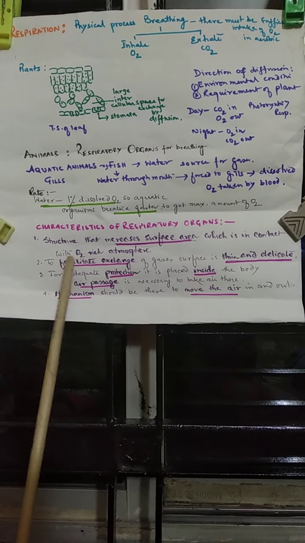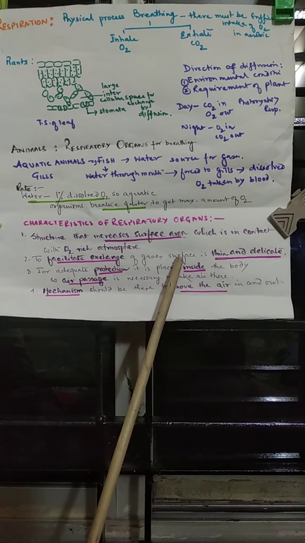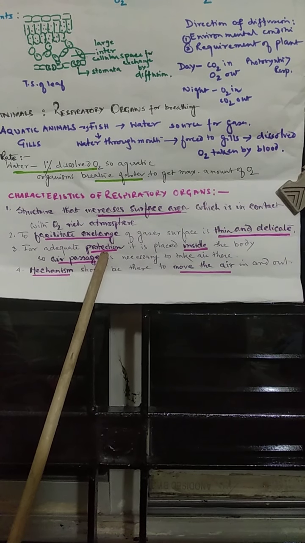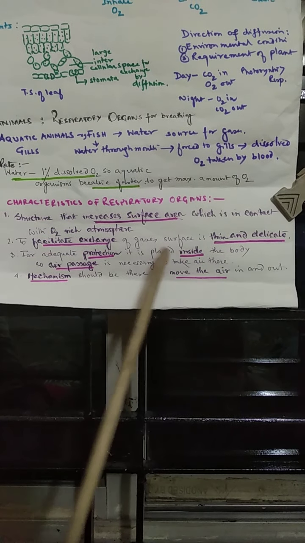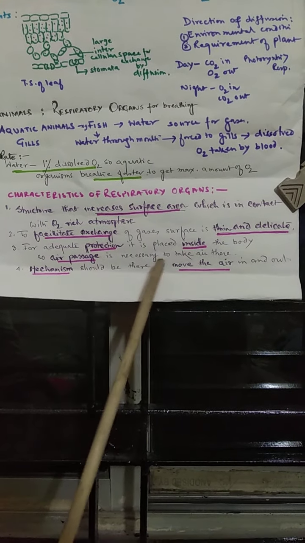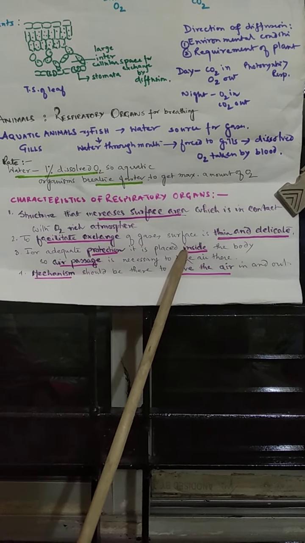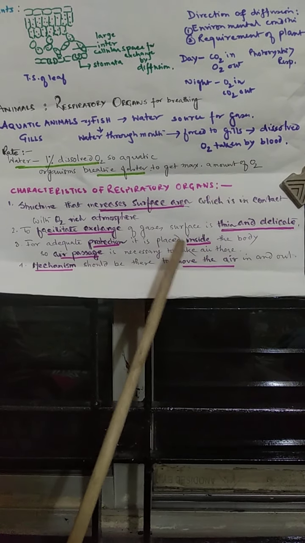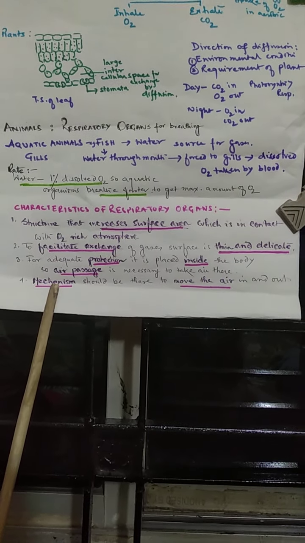Next, this organ will facilitate the exchange of gases. And how will it facilitate the exchange of gases? It should be thin and delicate. And finally, since this organ is thin, delicate, and vital, it needs certain protection. So it should be present inside the body, where air will enter through certain passages to reach that particular organ. And since the organ is present inside the body and air has to reach it, there should be some mechanism which will help the air move in or move out.